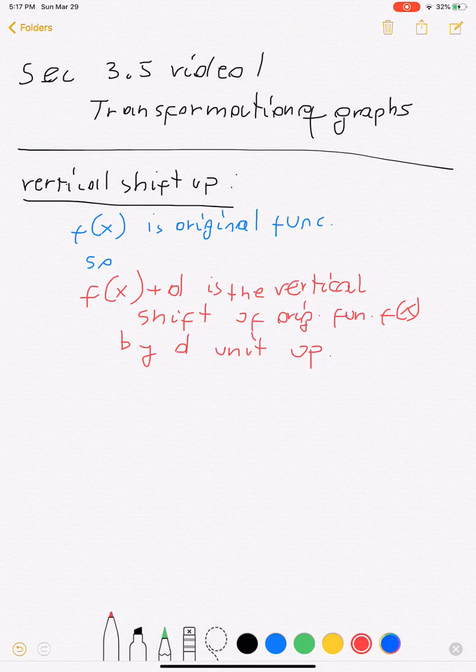Okay, so technically if we're going to have a transformation, you're going to see the new function looks like the original function just by adding an extra coefficient. That means we need to shift the entire graph by, let's say, 5 units up. Okay, so let's talk about the example.